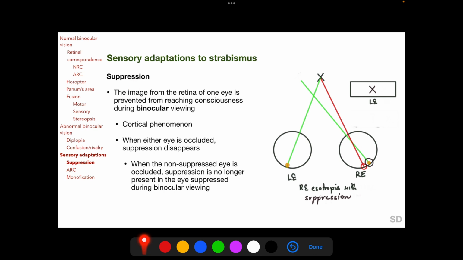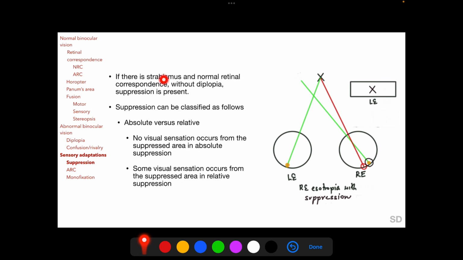In suppression, image from the retina of one eye is prevented from reaching consciousness during binocular viewing. Suppression is a cortical phenomenon, as we have mentioned, and since it is a binocular phenomenon, when one eye is occluded, suppression disappears. So when the normal non-suppressed eye is occluded, suppression in the deviated eye disappears. So in a patient, if there is strabismus and normal retinal correspondence, but the patient does not complain of any diplopia, suppression is present. To prevent the non-foveal image in the deviated eye of the target, which projects to the fovea of the fixating eye, from reaching consciousness and causing diplopia.